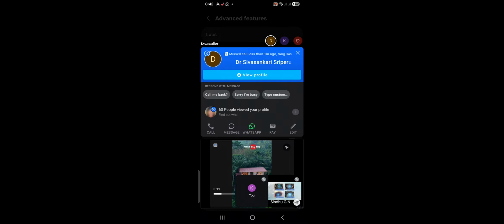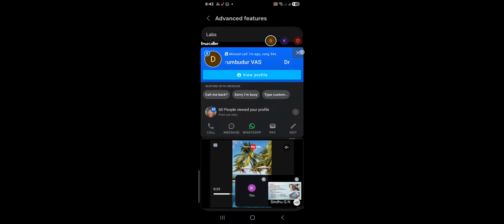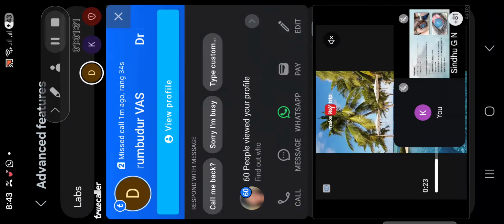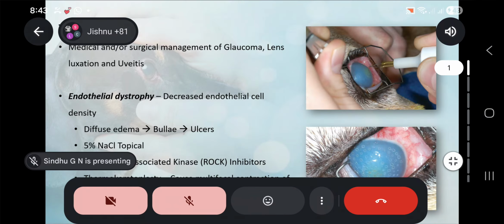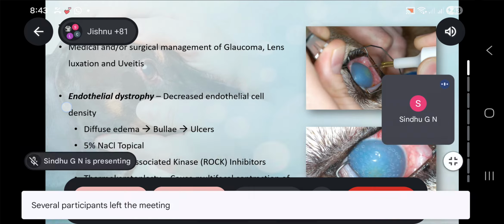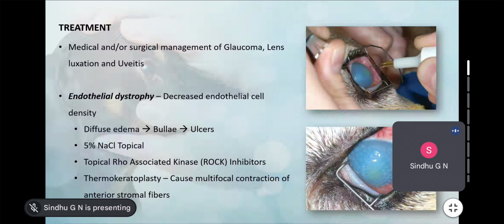Coming to treatment of corneal edema, it can be medical or surgical management of glaucoma, lens luxation, and uveitis. Endothelial dystrophy or decreased endothelial cell density causing edema should be attended for preventing corneal ulcerations, because these are small bullae which will develop into ulcers. So we can use 5% sodium chloride or hypersol solution topically that will absorb the water from the cornea and will reduce the edema. Sometimes it is not enough.